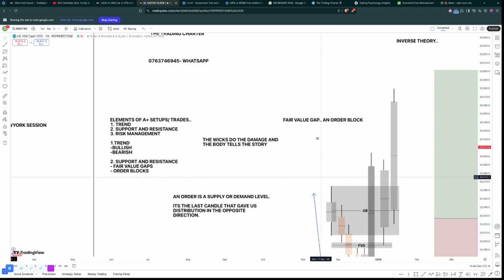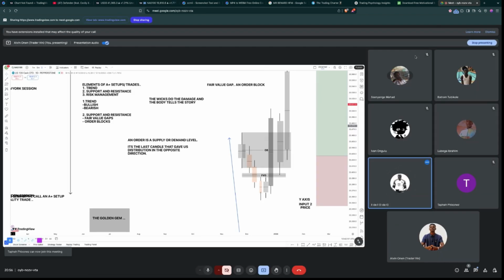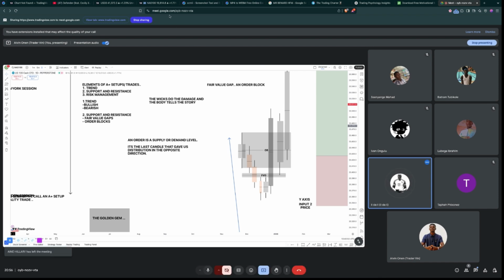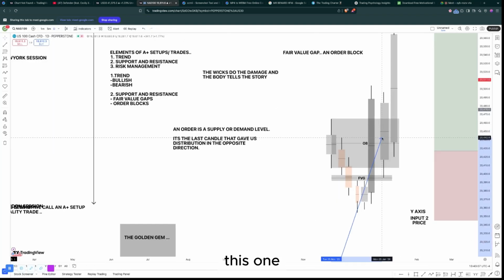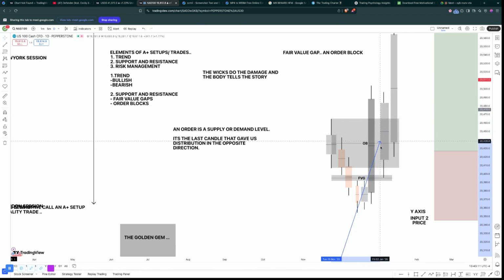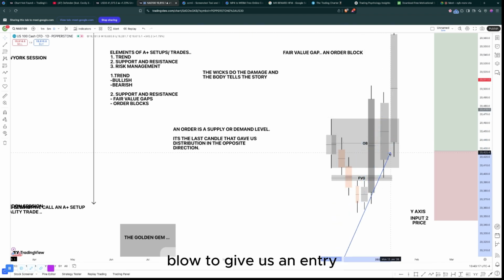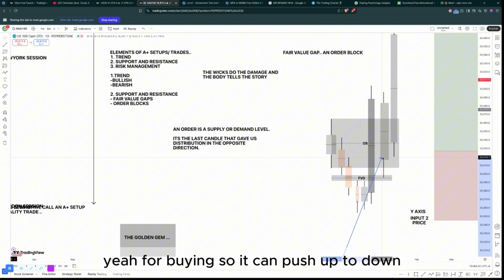Bro, just 1 minute. Yes. After this candle, the big candle for buying candle, the next candle is for selling or for buying? You're saying this one? Yes, the middle one. This one is buying. It is the buying candle that has retraced. This candle here is the candle that has retraced back into the order block to give us an entry. Yeah? Okay. Yeah, for buying.